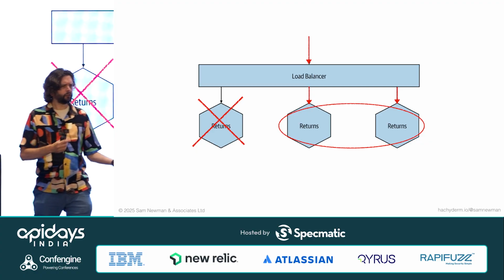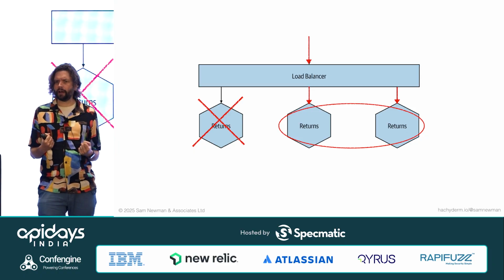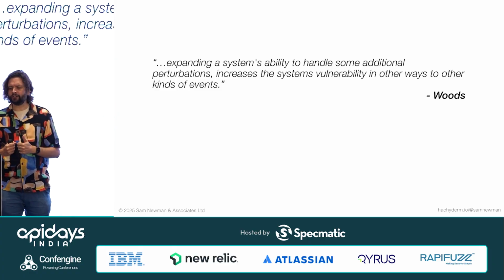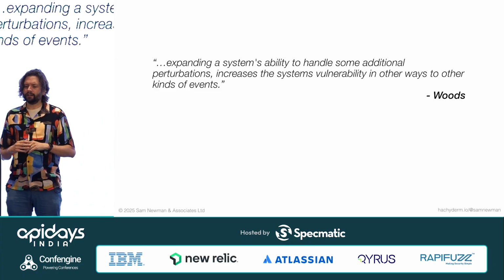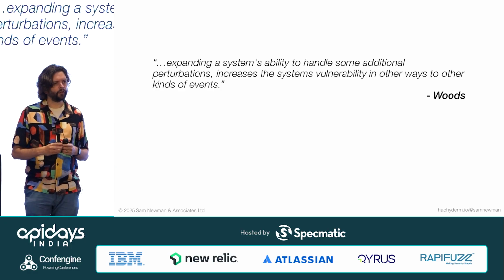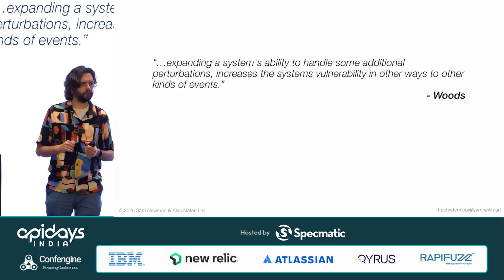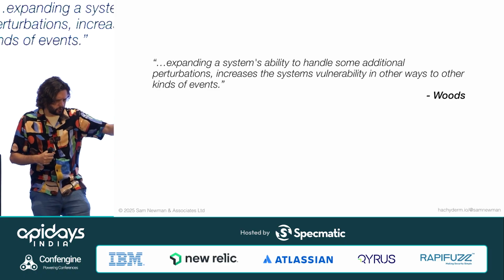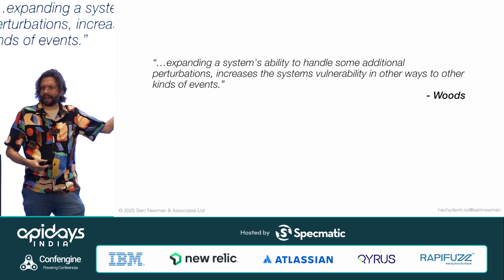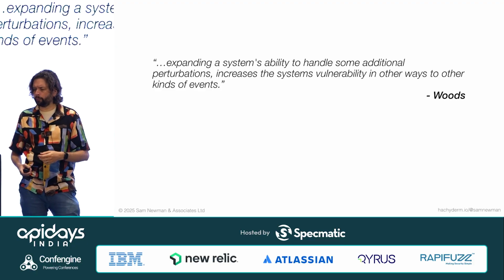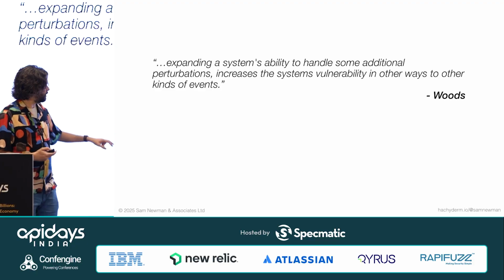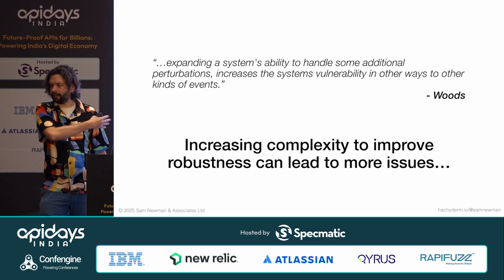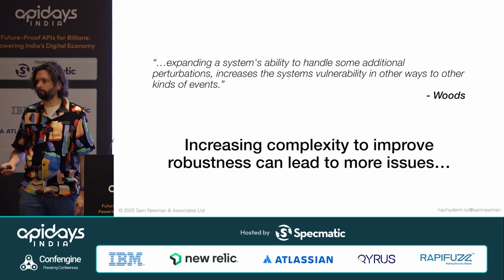This actually introduces one of our more interesting challenges around resiliency. As Woods puts it in the paper, expanding a system's ability to handle some additional perturbations increases the system's vulnerability in other ways to other kinds of events. When Woods talks about perturbations, he's saying we're increasing the complexity of our system to handle new events. We think this could happen, so we add something to deal with that issue, like a load balancer and the ability to spin up multiple copies. But fundamentally, we then have a challenge: if we increase complexity to improve robustness, which is what we've done here, that can lead to more sources of complexity.